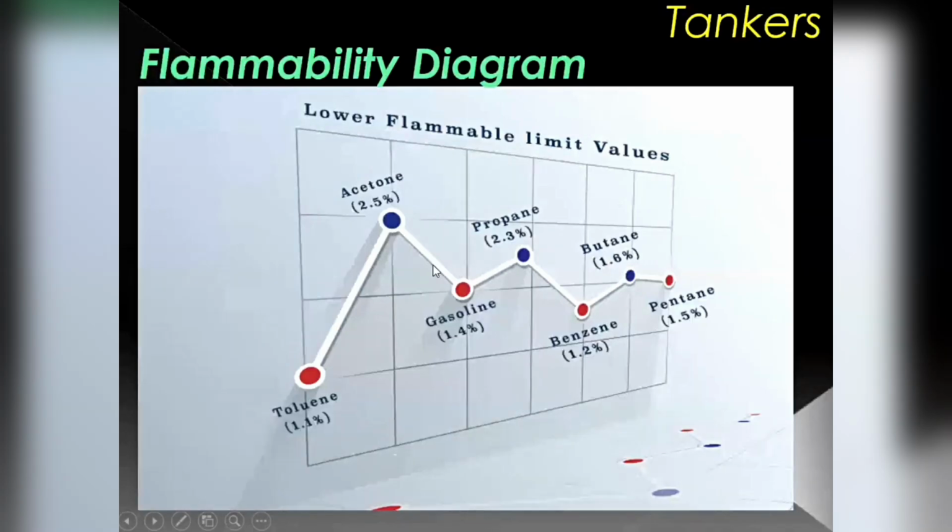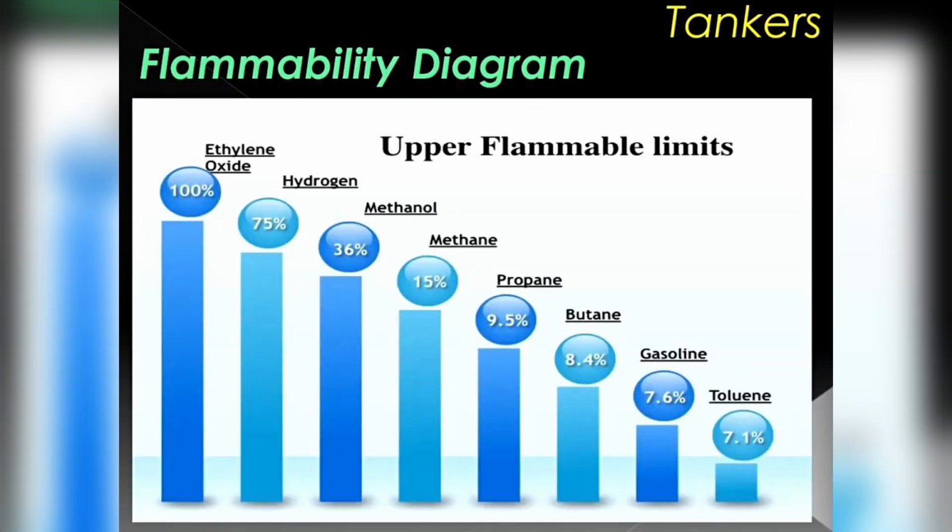So if you look at the lower flammable limits of different cargoes, for pentane, butane, benzene, propane it is 2.3, and gasoline 1.4. These are the lower flammable limits for these cargoes, whereas the upper flammable limits for different cargoes are like that. It's varying. Sir, if we increase the volume or decrease the volume, will it change or not? The value will remain the same.